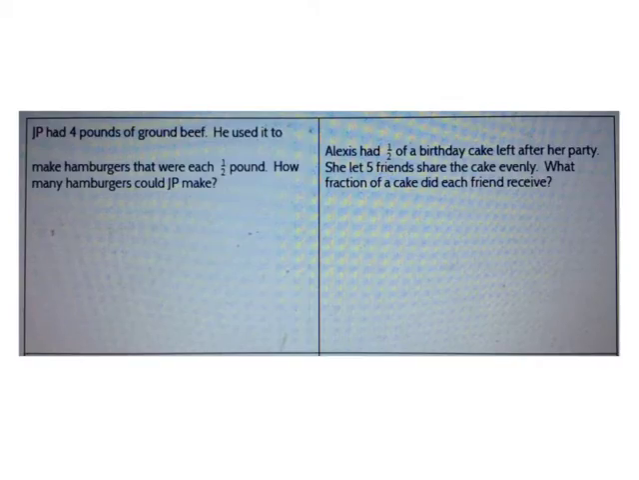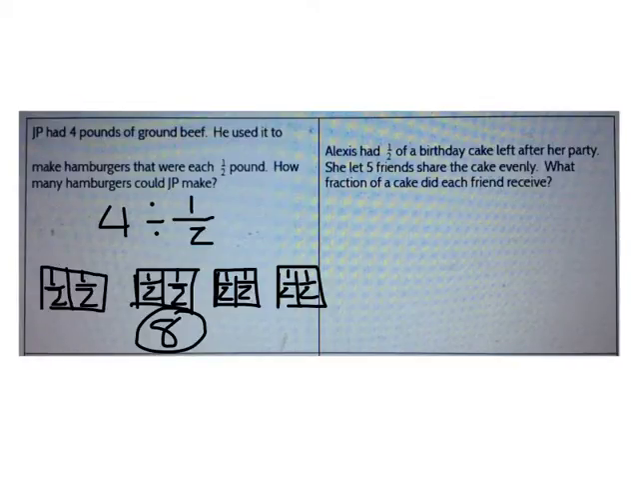Now you try a few. JP had 4 pounds of ground beef. He used it to make hamburgers that were each 1/2 pound. How many hamburgers could JP make? Write your division sentence, draw your model, and then answer the question. The correct answer is 8.